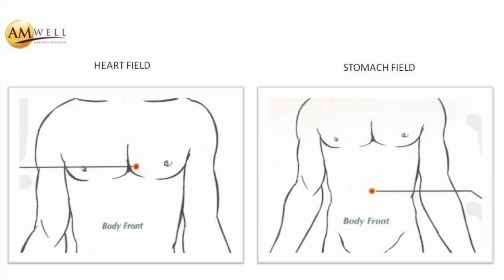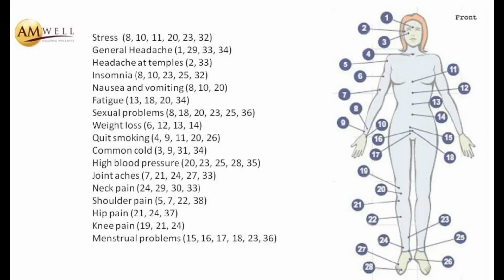So these are some of the points, and I have more points for you. If you're looking at the illustration, there are 36 more points of acupressure that you can apply using the AMwand. So if you're stressed and want to reduce your stress, look at this illustration. The points that you need to apply acupressure to are number 8, 10, 11, 20, 23, and 32. These are the areas you're supposed to apply pressure.